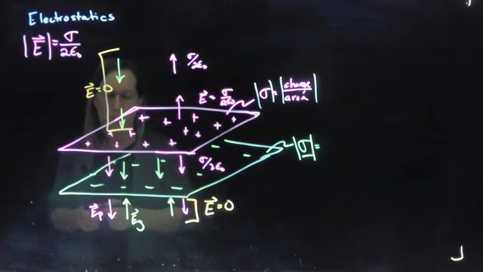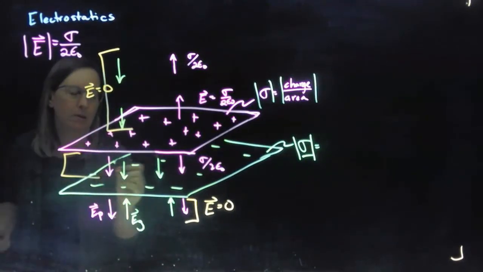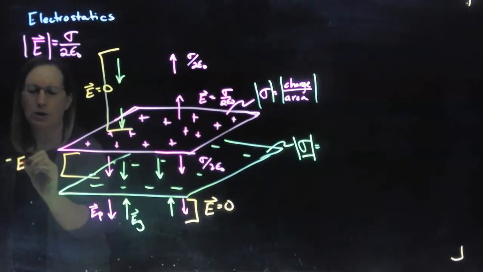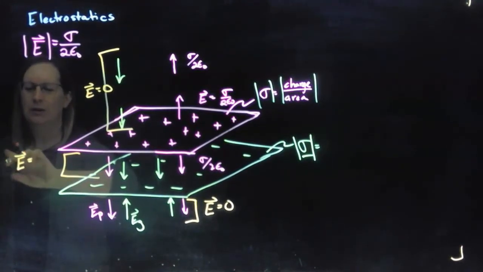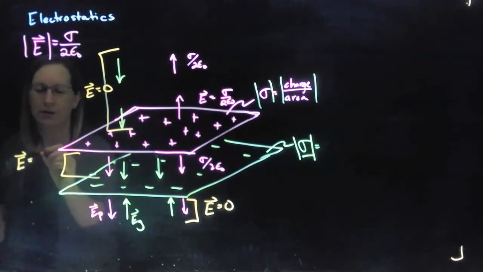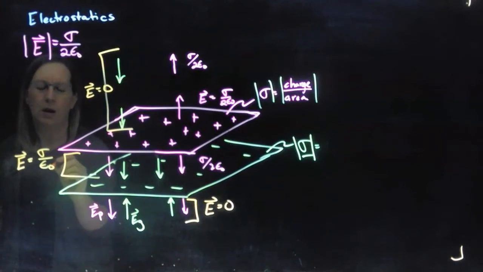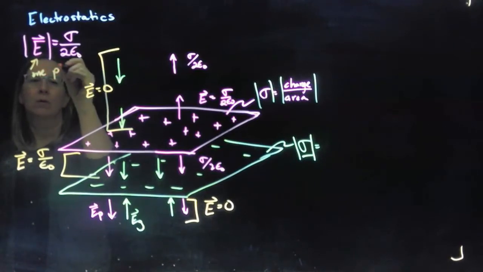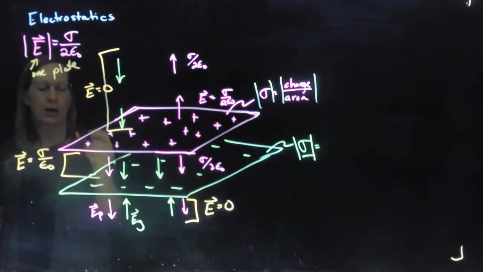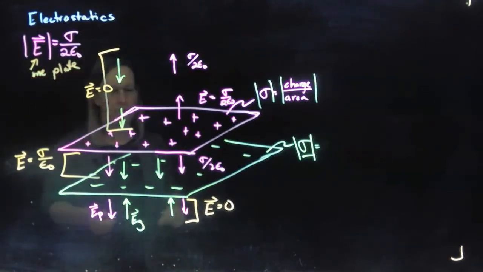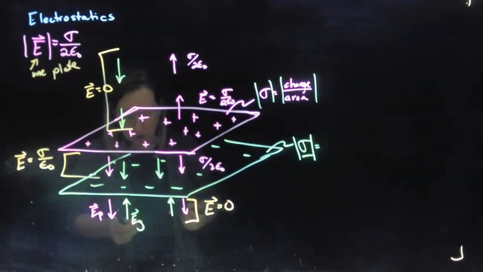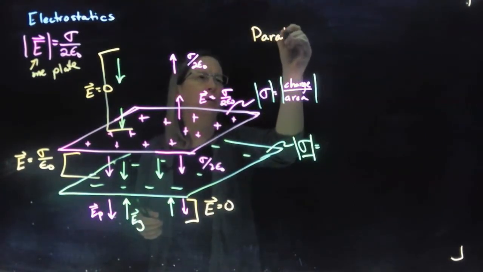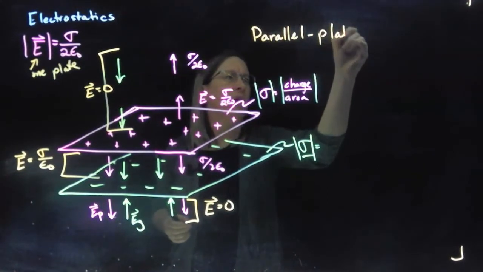And in the middle here, these two are going to add together, and we're going to get, it's off screen, the electric field is equal to 2 of these, or sigma over epsilon naught. So that's the situation. This is one plate. This is 2 plates, one's positively charged and one's negatively charged. And this setup is called a parallel plate capacitor.